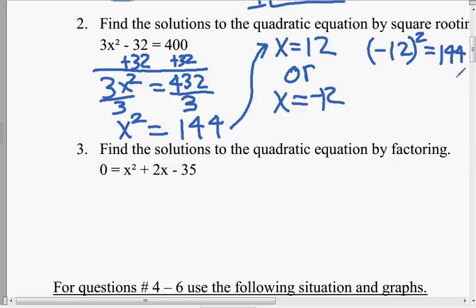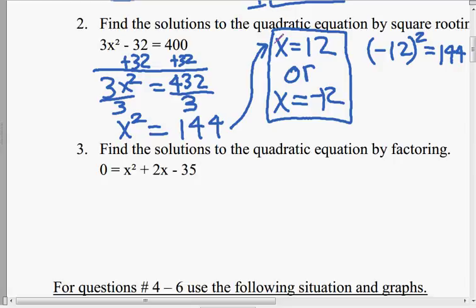Your calculator will tell you that equals 144. If you don't put the parentheses, your calculator will square the 12 and make the answer negative. So it will confuse you. Don't do that. Make sure you use the parentheses. This is our answer. X equals 12 or x equals negative 12.